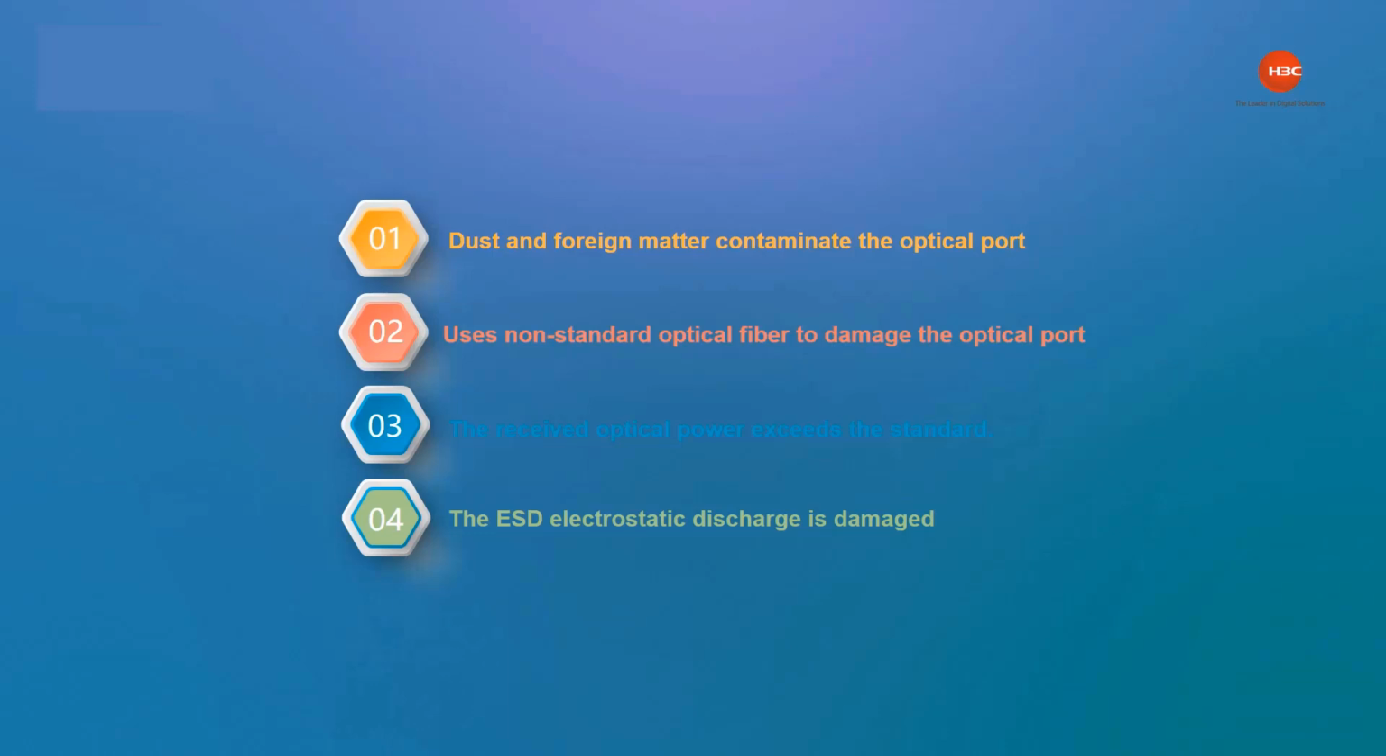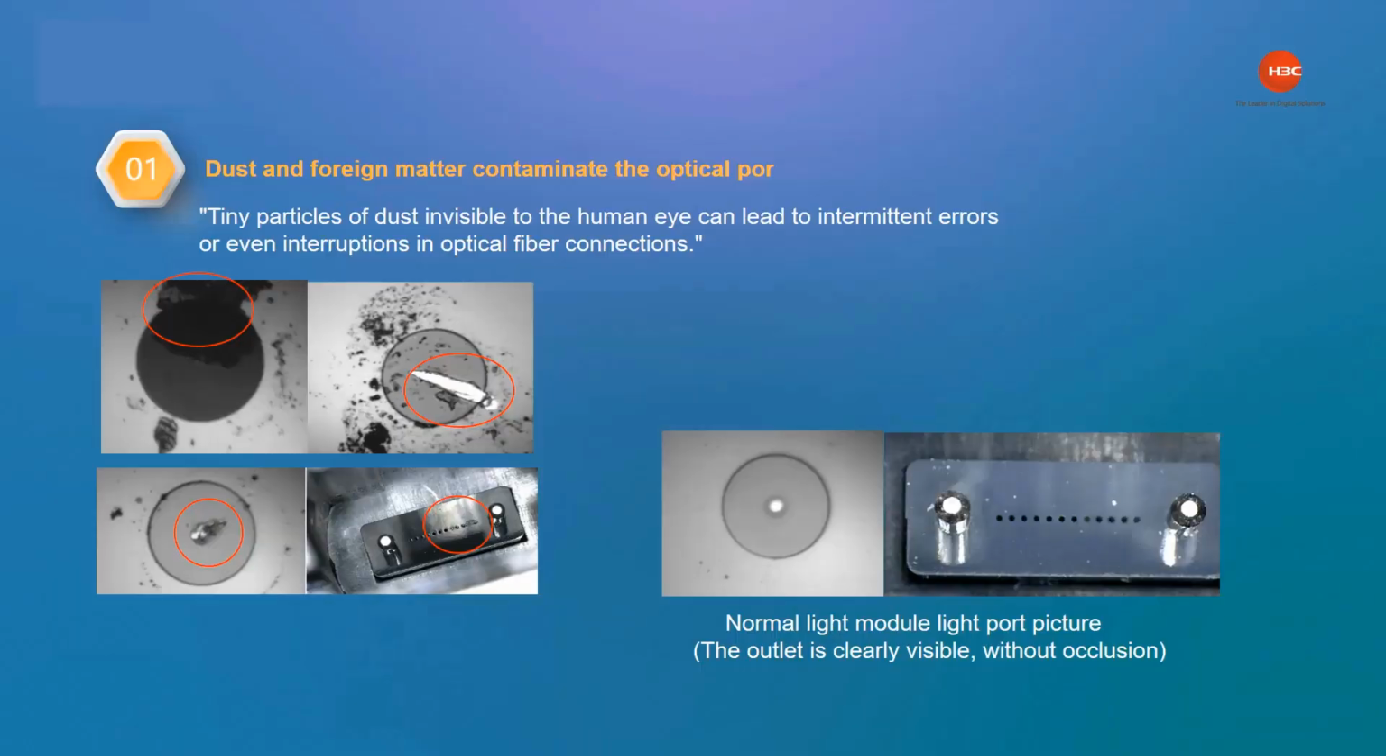So, how do we solve these faults? Let's take a closer look next. First of all, the first type of problem is that the inner interface of the optical module's optical port is contaminated by foreign matter and dust. Fine dust may cause intermittent errors or even interruption of the optical fiber connection.